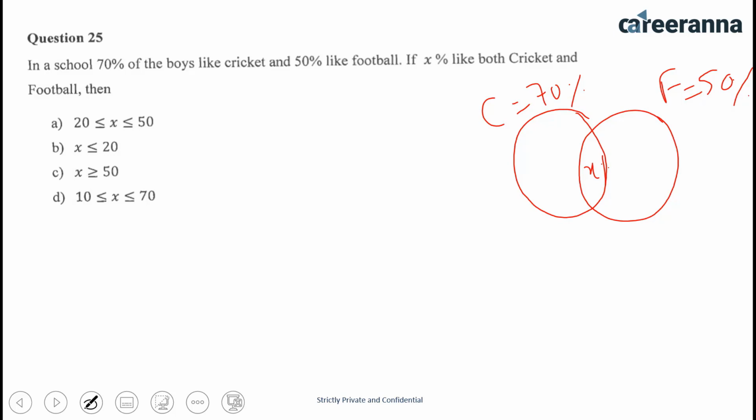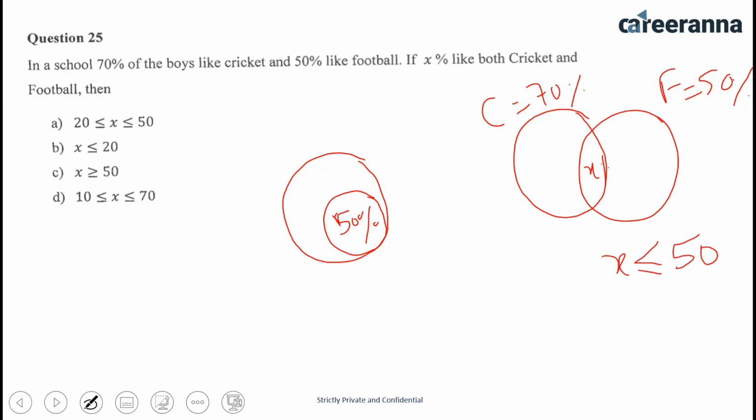Now what is the best possible case, or I can say the maximum limit of X? The maximum limit of X can be when all the players of football also play cricket. That means this X can be 50% maximum. That means football becomes a subset of cricket. That means all football players play cricket as well. So I can write like this. So X can be less than or equal to 50.